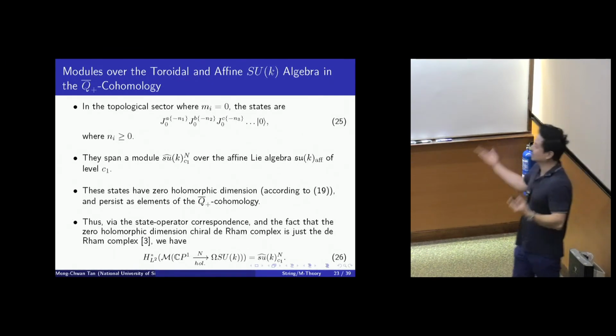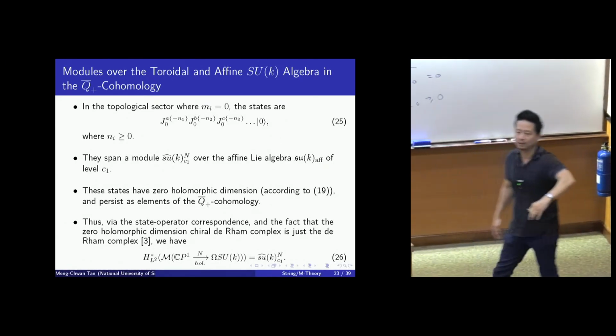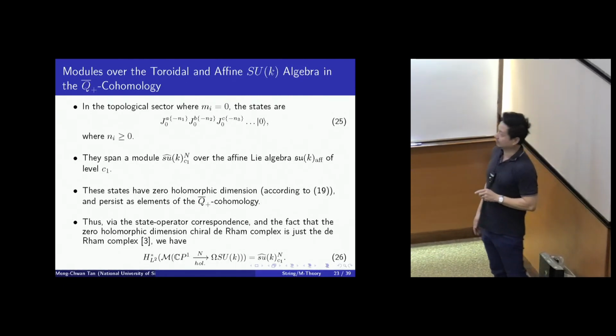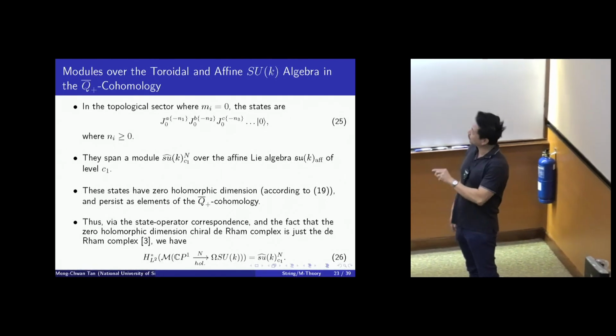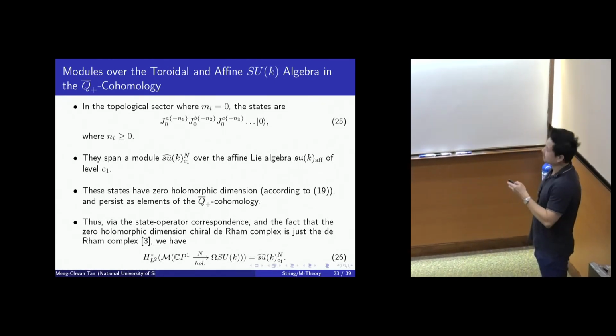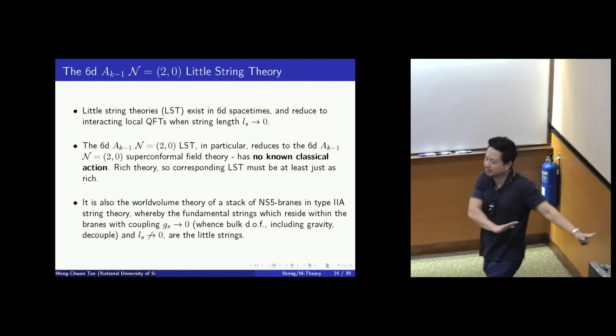Okay, likewise, we can do the same for the zero mode, the zero dimension sector, and then we have an identification in terms of not the toroidal complex, but the usual cohomology. But then it will be modules of the affine algebra. Okay, so we are done with the quasi-topological sigma model.